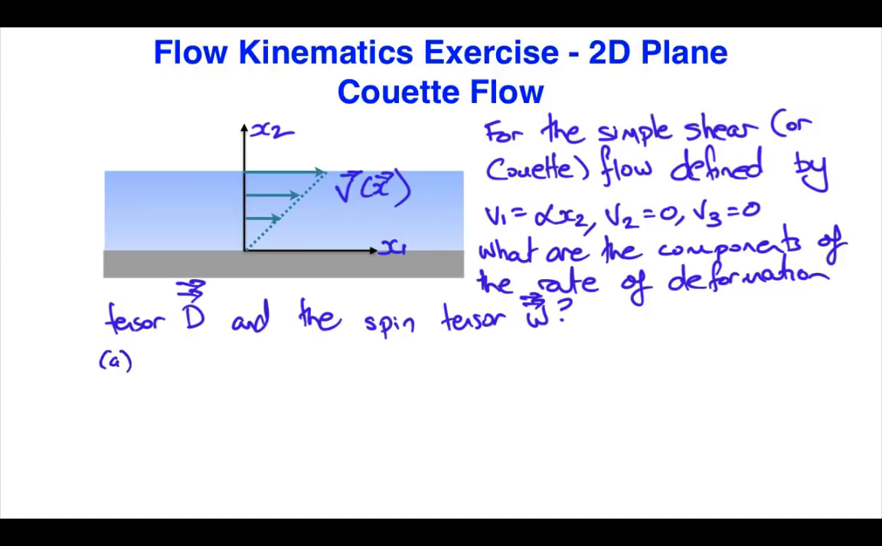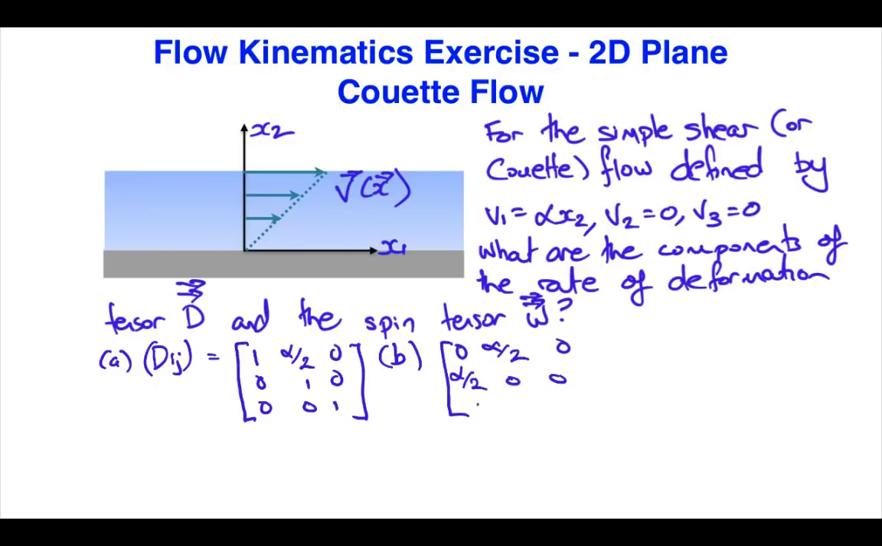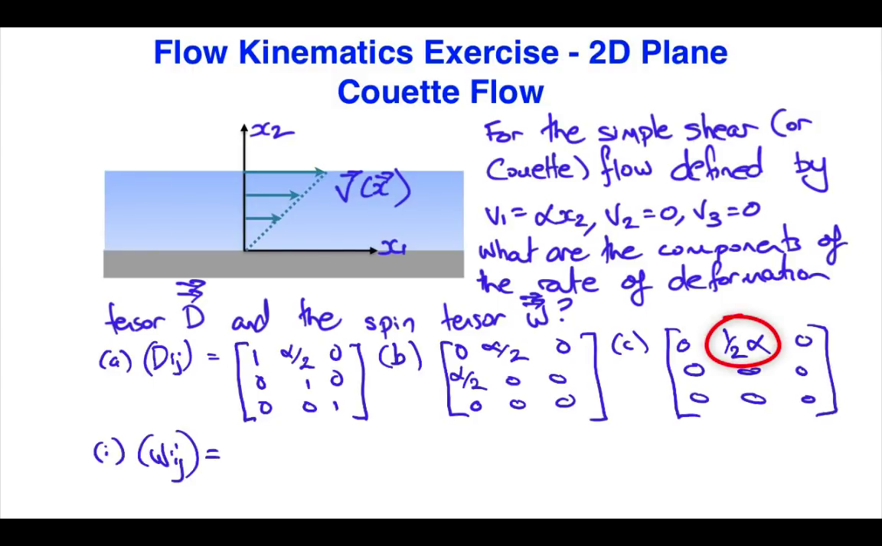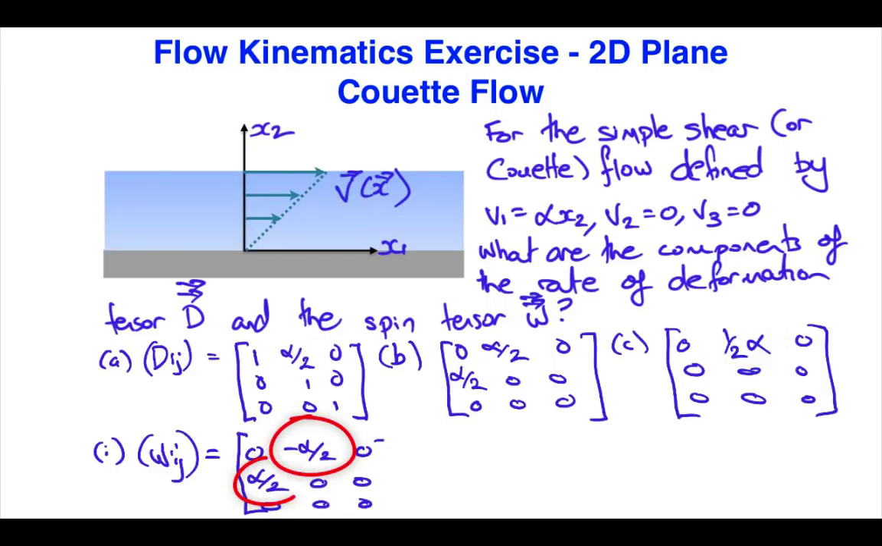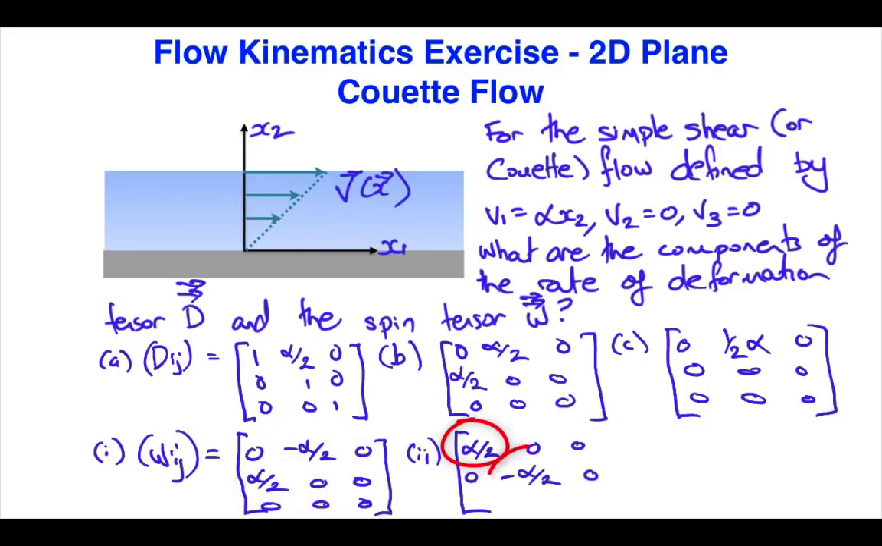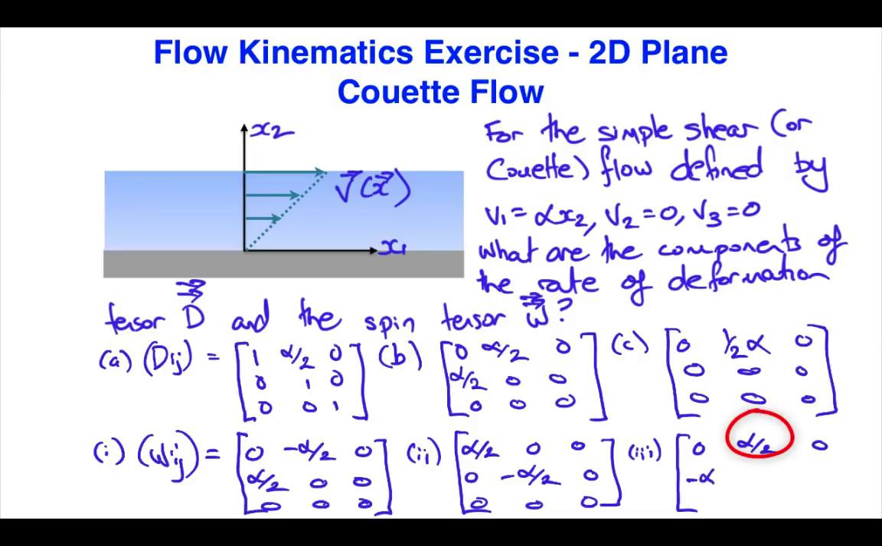Are they for D: A, 1, alpha upon 2, 0, 0, 1, 0, and 0, 0, 1. Or 0, alpha upon 2, 0, alpha upon 2, 0, 0, and 0, 0, 0. Or this matrix here with 1/2 alpha in this position. Similarly for the spin tensors, your choices are 1, minus alpha on 2 and alpha on 2 here, 0 everywhere else. Alpha upon 2 here, minus alpha upon 2 here, and 0 everywhere else. Or 0, alpha upon 2, 0, minus alpha upon 2, and 0 everywhere else.